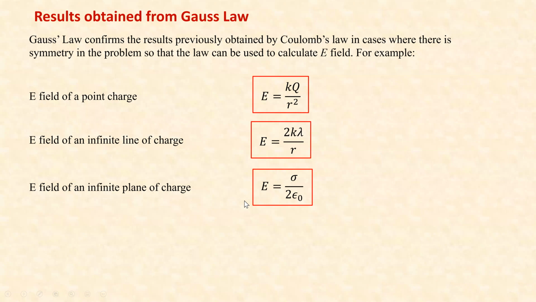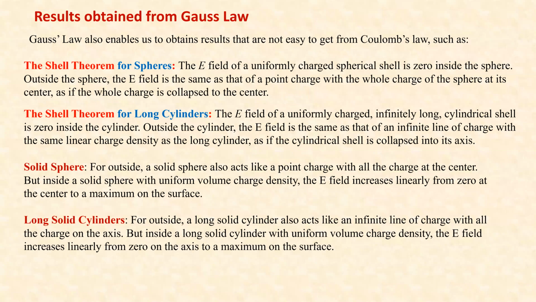When there is symmetry, we can use Gauss law to find the electric field. And then we also said that there are some results that are not easy to get from Coulomb's law, but it is easy to get from Gauss law, like these: shell theorem for spheres, shell theorem for long cylinders, and also the electric field of solid sphere and solid cylinder.